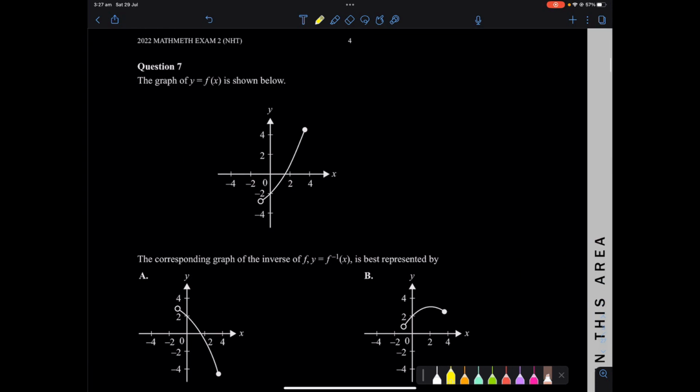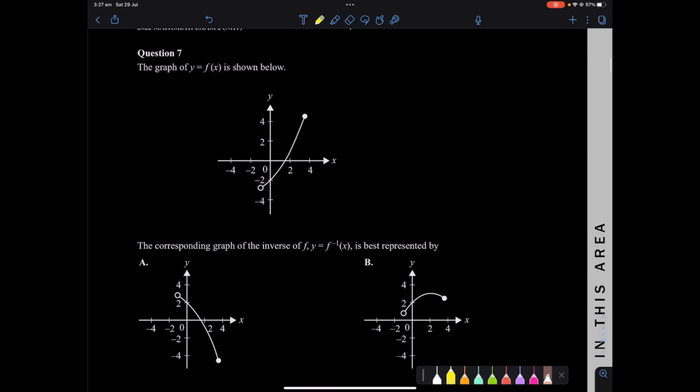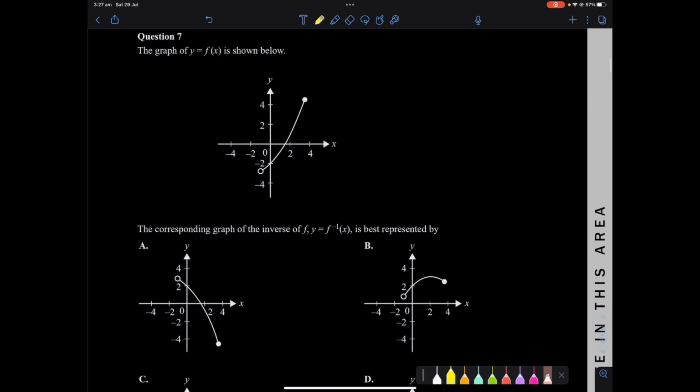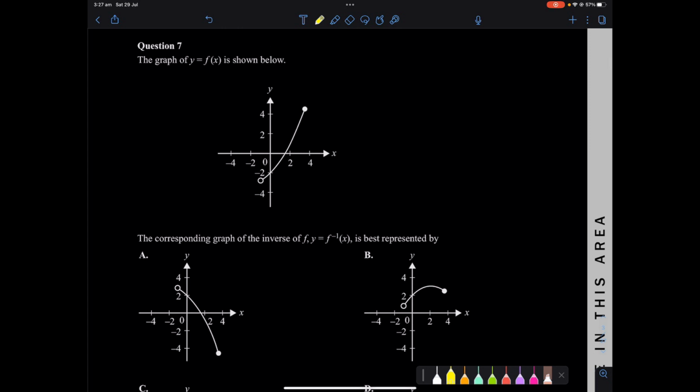Question 7. The graph of y equals f of x is shown. The corresponding graph of the inverse, y equals f inverse of x, is represented. So to do this, one of the easiest ways is to draw a y equals x line. So it would be over here, over here, over here. So I'm going to just draw this nice y equals x line.